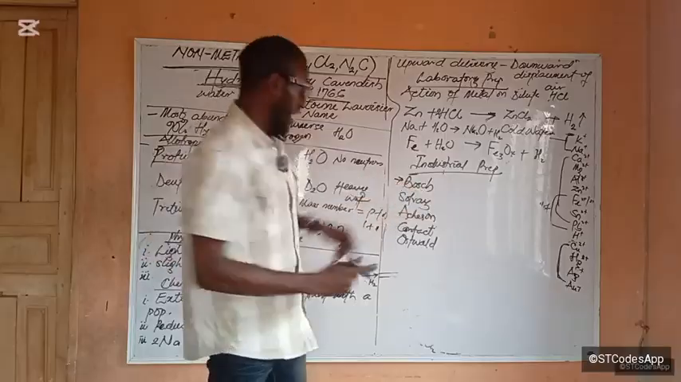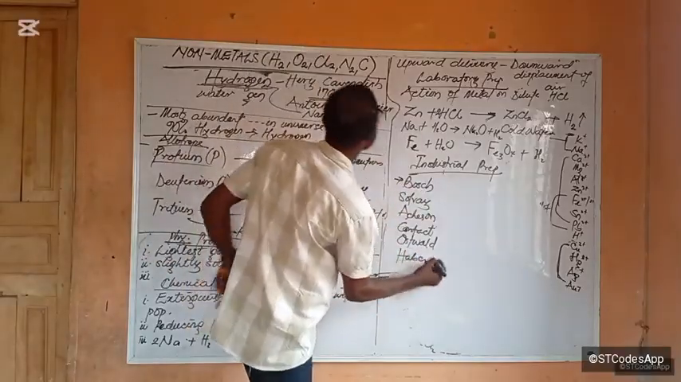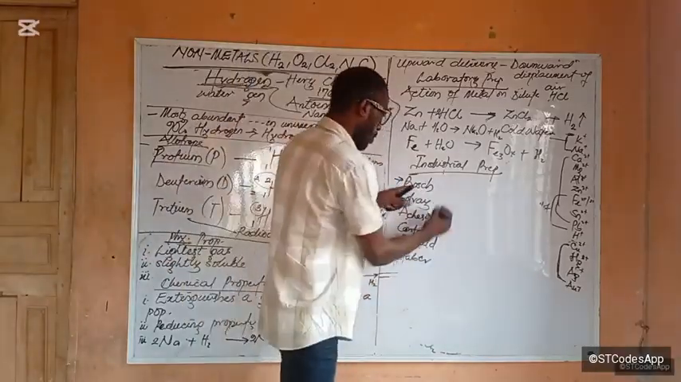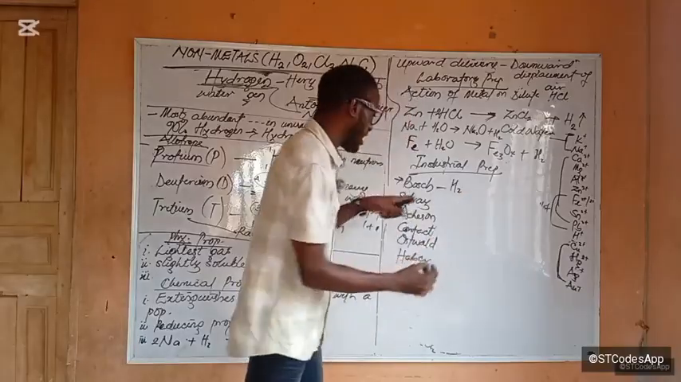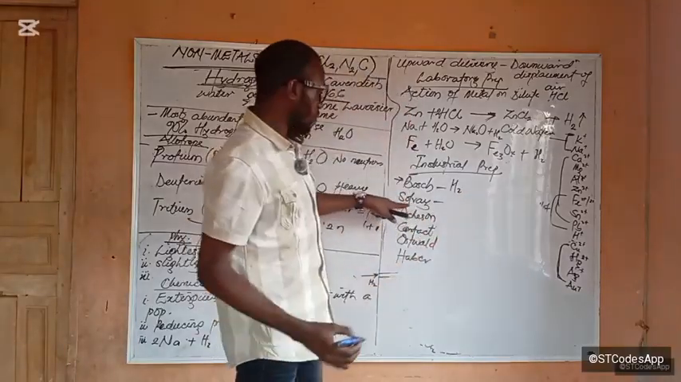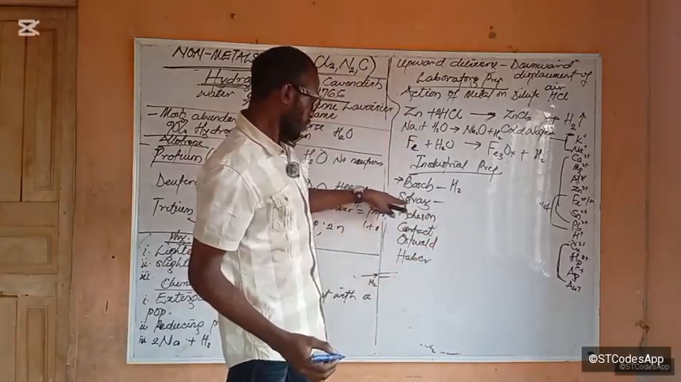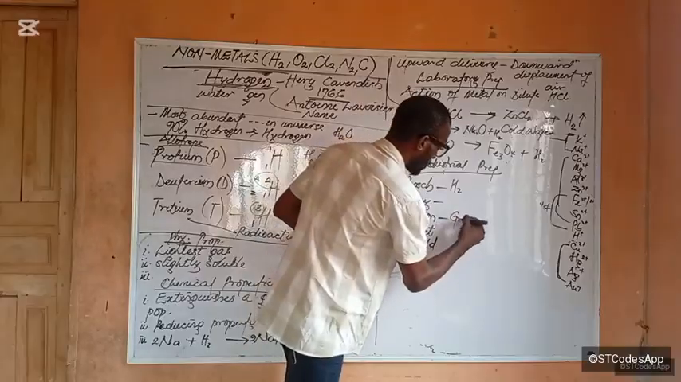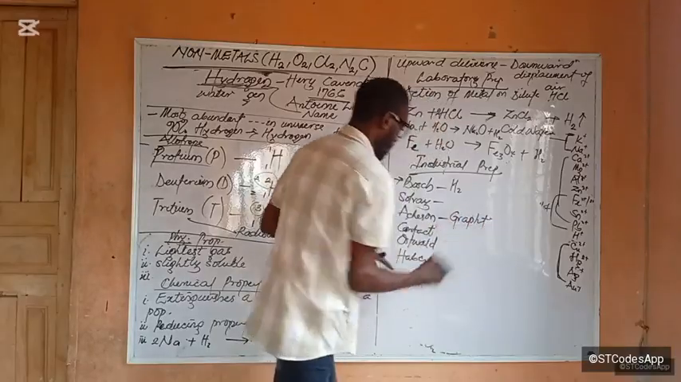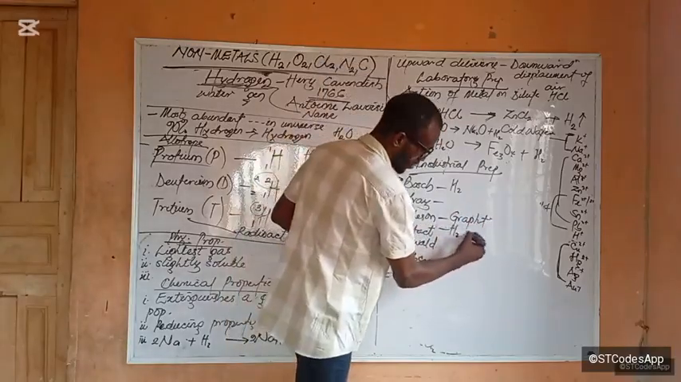So the Haber process, that's for nitrogen, which we'll deal with. Now, Bosch process is used for preparing hydrogen gas. Solvay is used for preparing sodium carbonate. Hold on, let me remember this one. Exins is for graphite. Contact is for H2SO4, everybody knows that one, right?